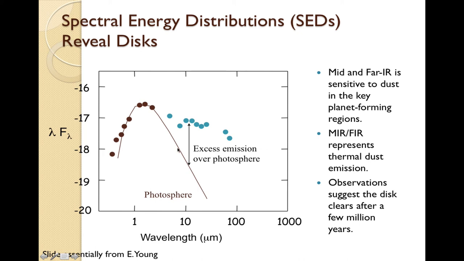If you actually observe a large collection of stars at a variety of ages, the disk probably clears after a few million years. Now, some of the other people that look for infrared excesses are looking for them around giants. This would come from an expulsion of matter in a dusty shell or disk from the star, also resulting in excess emission over the photosphere.